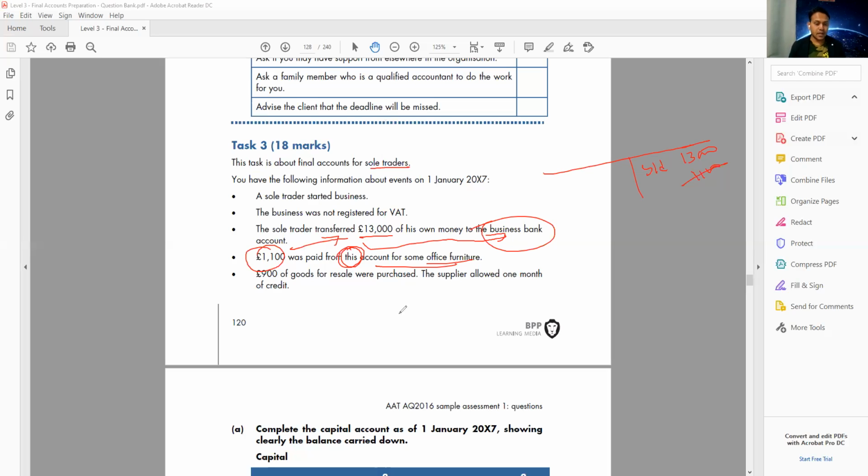Then we have 900 of goods. 900 of goods for resale were purchased. The supplier allowed 1 month credit. That's all right. That's a credit purchase. There is no relationship with the capital, this one. Anyway, let's move on and find the requirement.